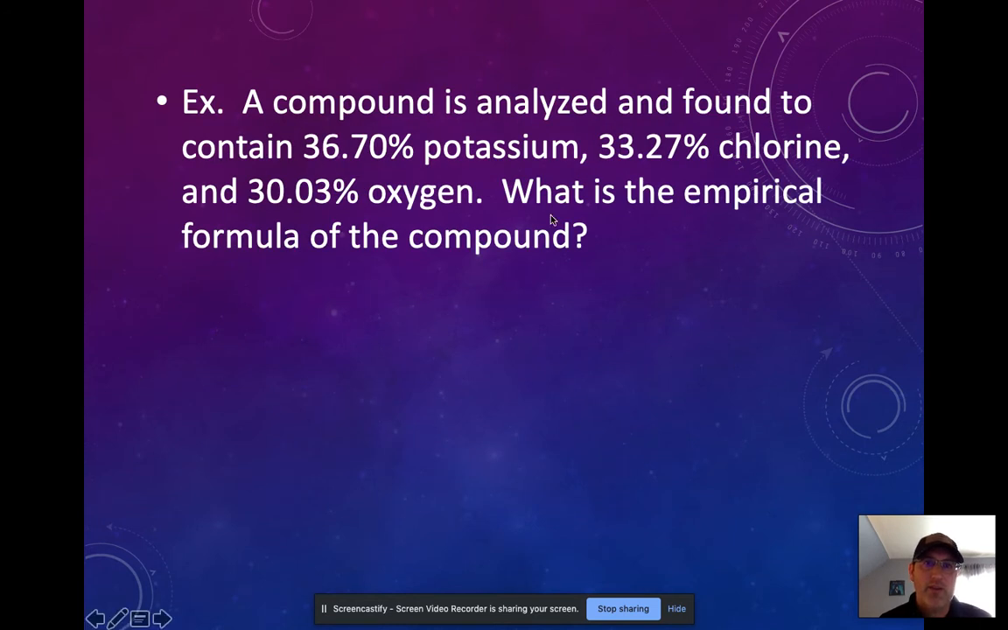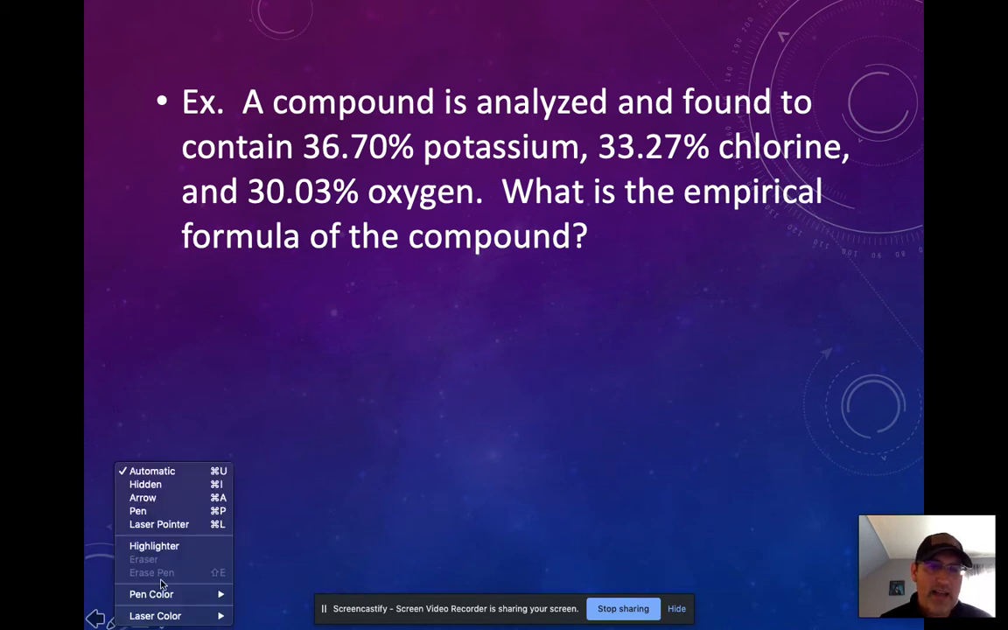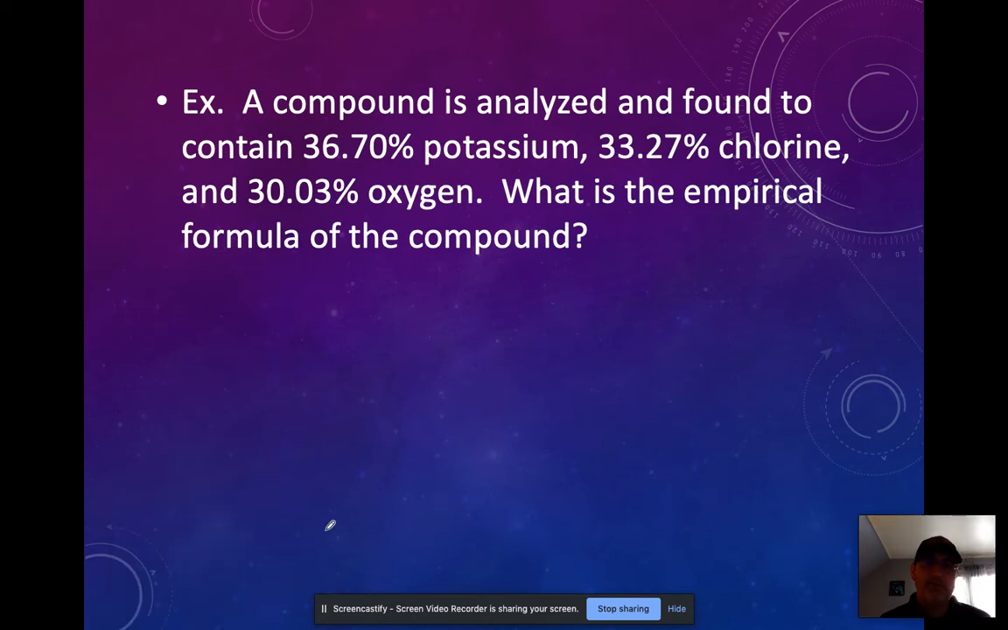Okay, and here's our first one. A compound is analyzed and found to contain 36.70% potassium, 33.27% chlorine, and 30.03% oxygen. What's the empirical formula of the compound? Okay, so the first step, we're just going to write it like that. And that's going to be going from percent to grams. So remember, I said we assume we have a 100-gram sample.